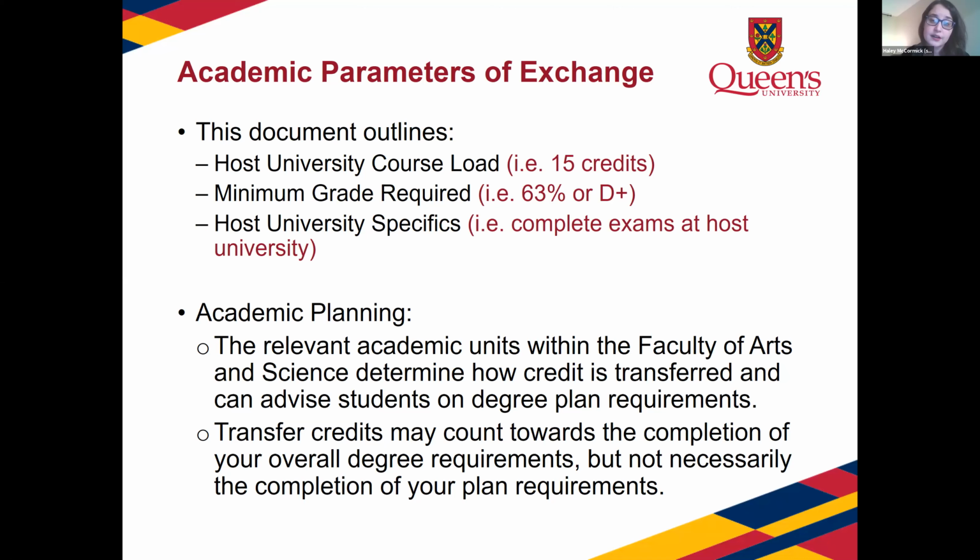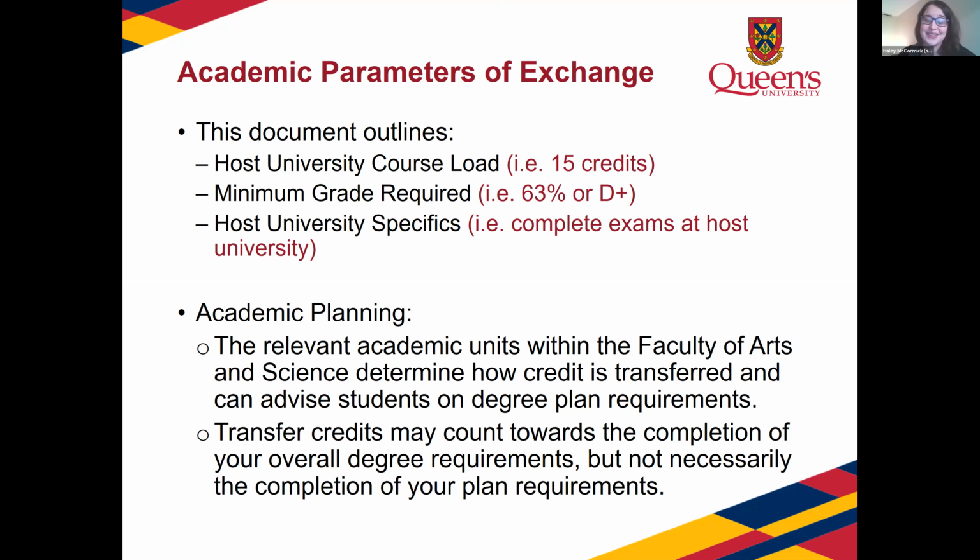In a few weeks, our team is going to put together a whole bunch of 1-page PDF documents. They're going to be specific to each of you, and they're going to tell you a few very particular things about the parameters of academics on your exchange. The components I want to highlight tonight are that we will tell you on this document the host university course load that you'll need to complete.